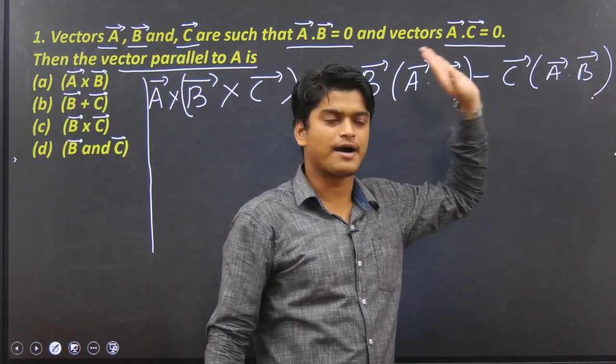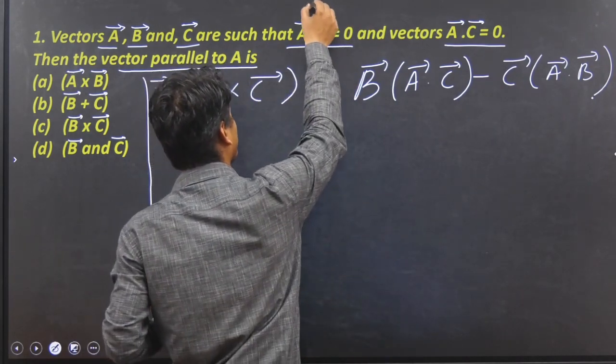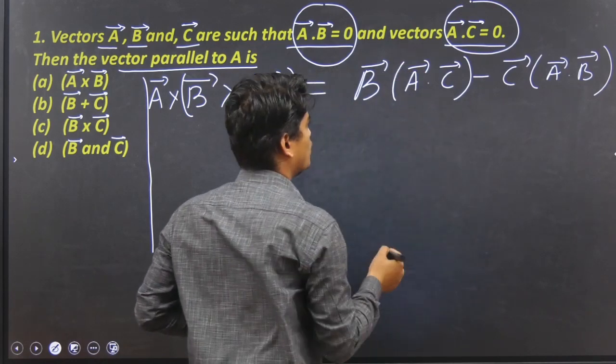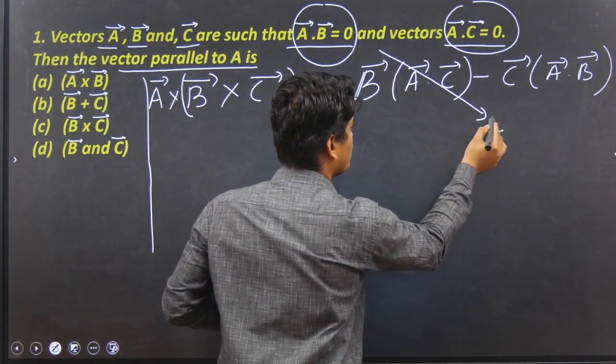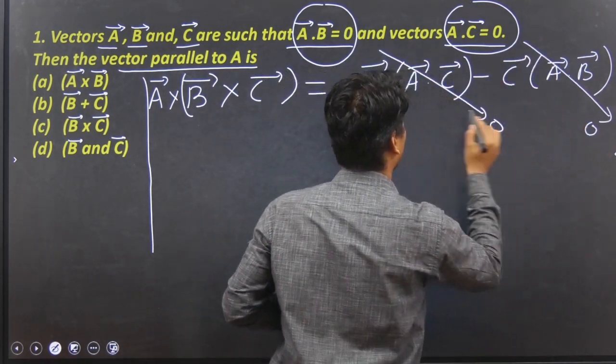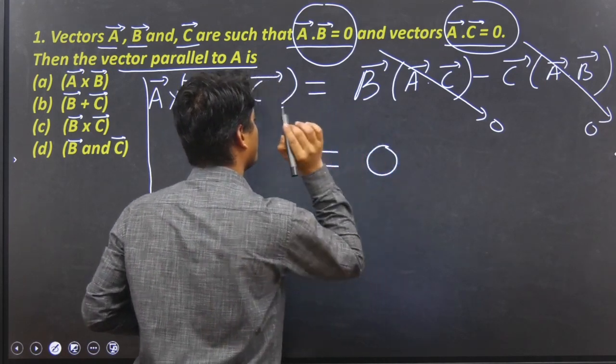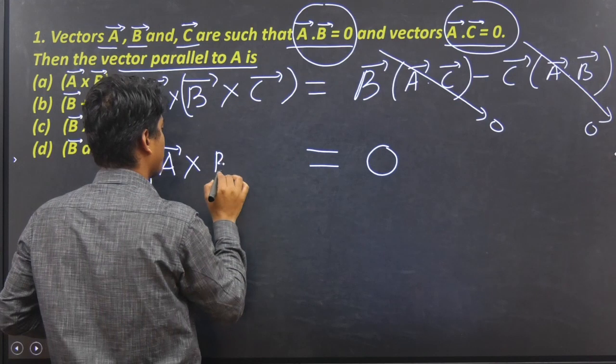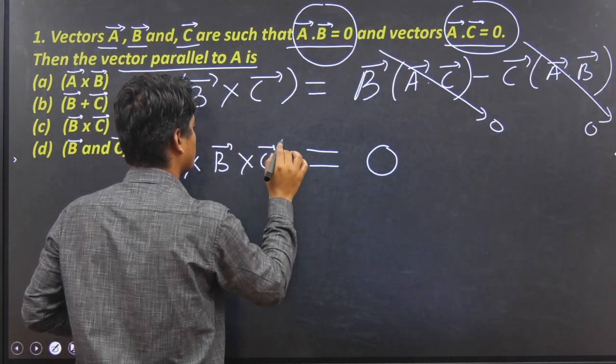Now you see it is given A dot B equal to 0 and A dot C equal to 0. So this will become 0, and this will also become 0. Then what will happen? The right-hand side is totally becoming 0. Then here I can write A cross B cross C is equal to 0.